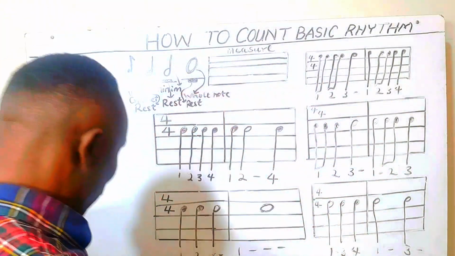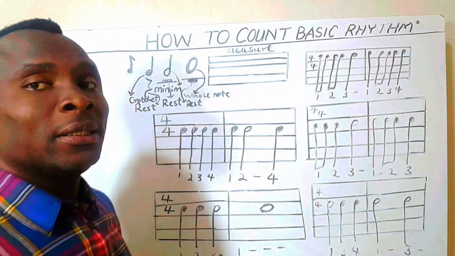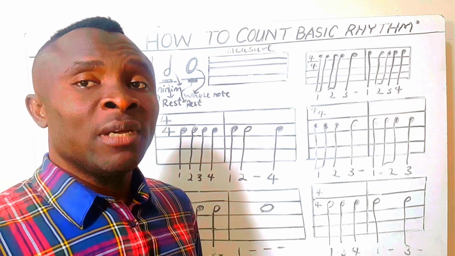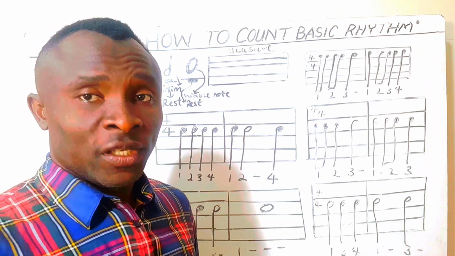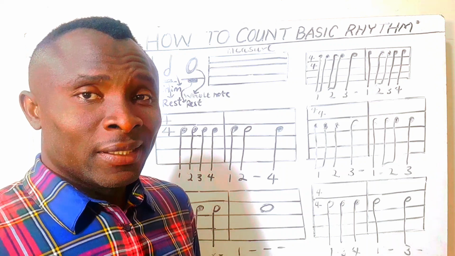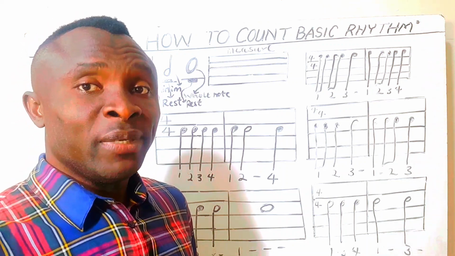Like you can see from the board, you can see how to count basic rhythm. And what do we mean by basic rhythm? Basic rhythm means the movement of music or songs. And we all know that rhythm is a very essential feature of music, the way you count your beats.